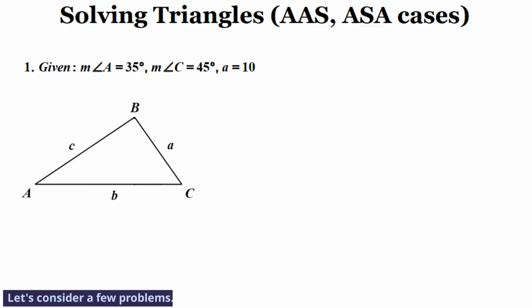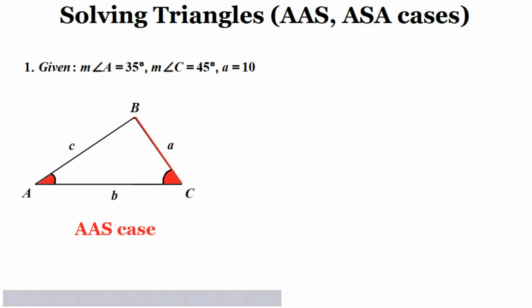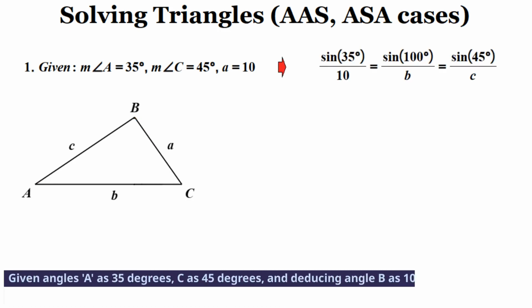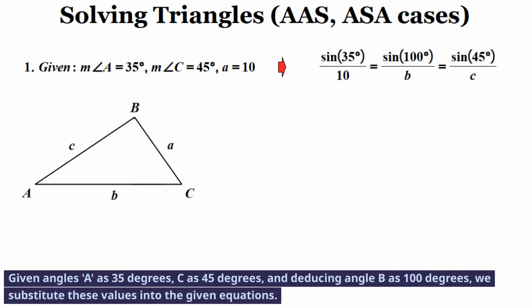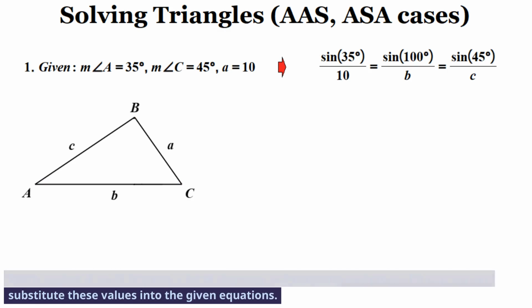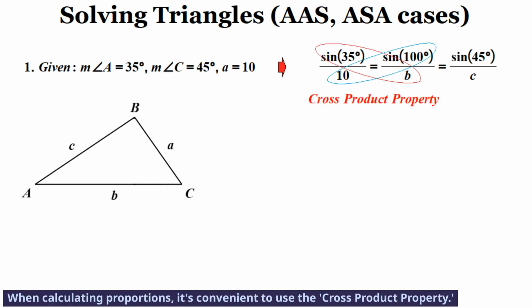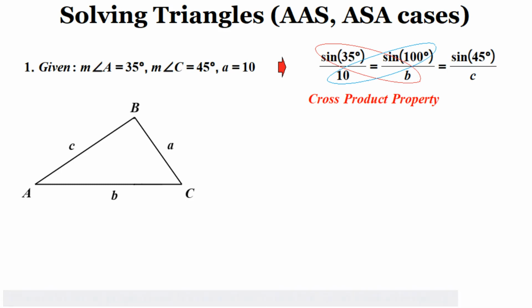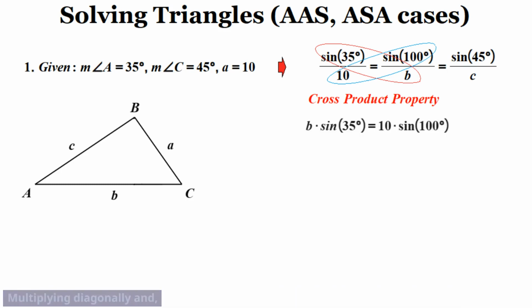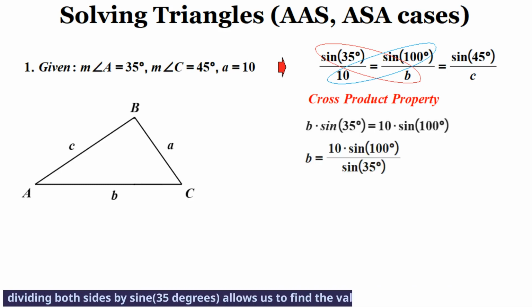Let's consider a few problems. The first one involves the angle-side-angle case. Given angle A as 35 degrees, angle C as 45 degrees, and deducing angle B as 100 degrees, we substitute these values into the given equations. When calculating proportions, it's convenient to use the cross-product property. Multiplying diagonally and dividing both sides by sine 35 degrees allows us to find the value of side b.